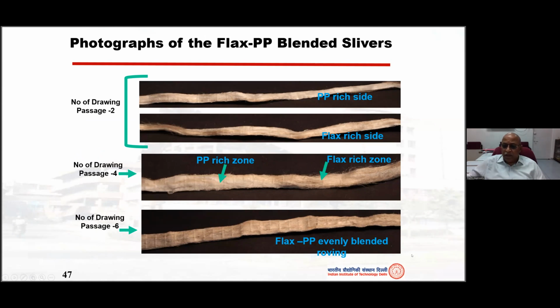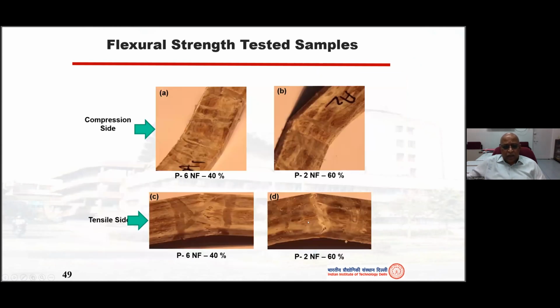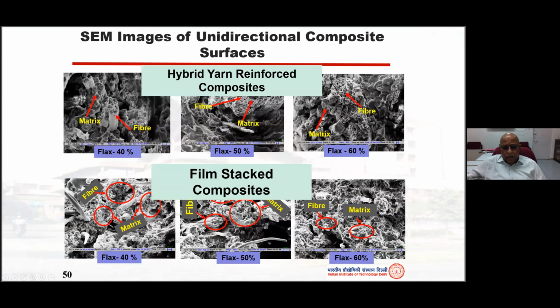And so two patents are already applied on this. One is on the process, the other is on the product. Then composite properties were characterized also: tensile, fracture, bending, and then the SEM analysis also has been done to see the fiber matrix distribution, and the pulling out of the fiber, how the strength develops. All those things have been analyzed and published.